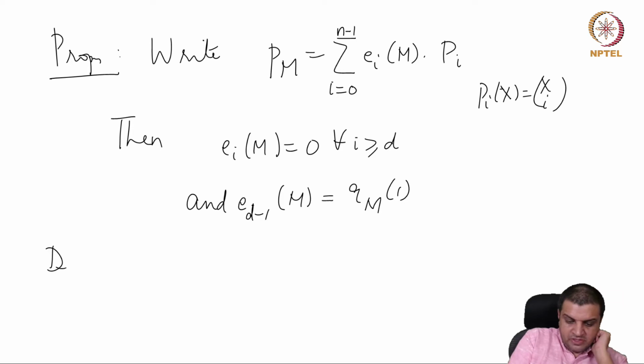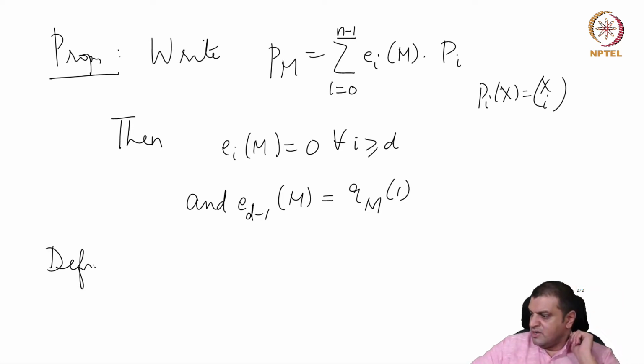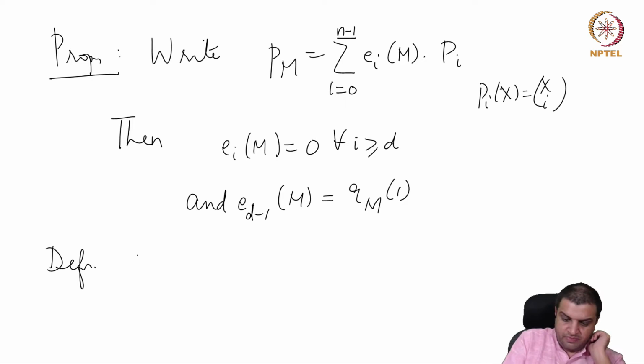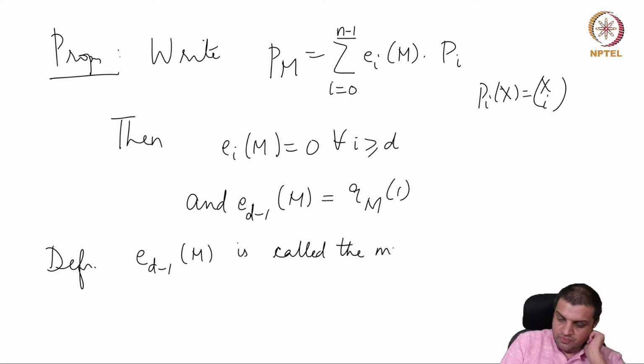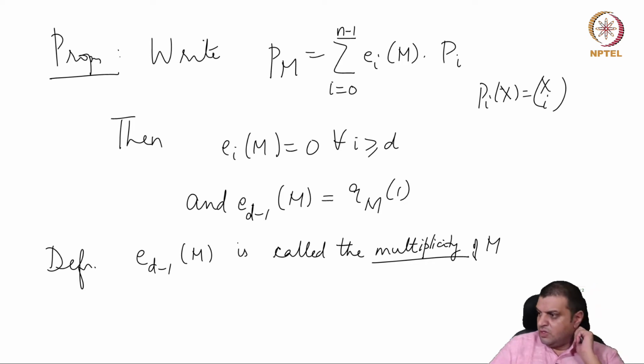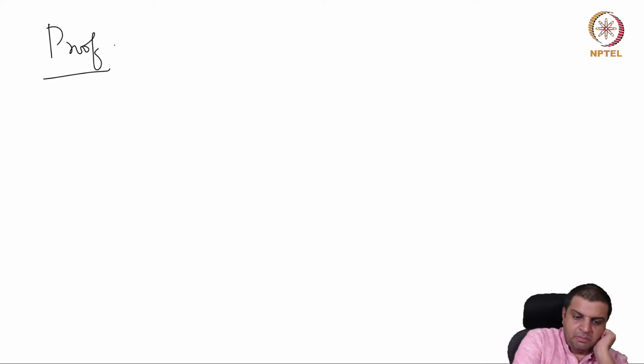Okay, so definition. This number e(d minus 1) of M is called the multiplicity of M. We'll see this when we look at projective geometry. The proof is not very difficult at all. We're just comparing.